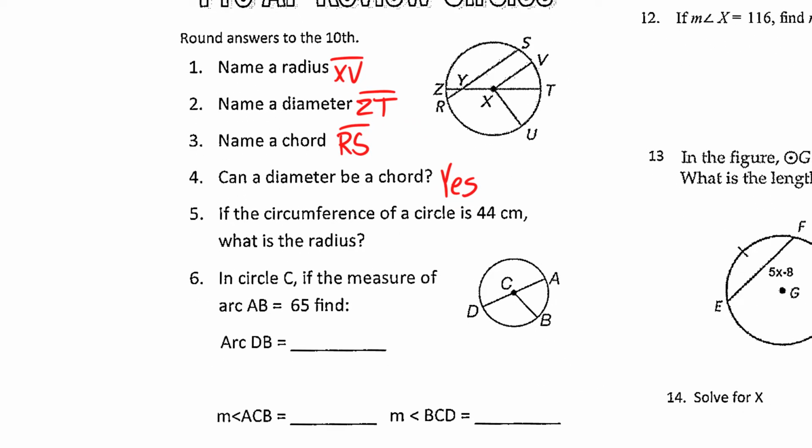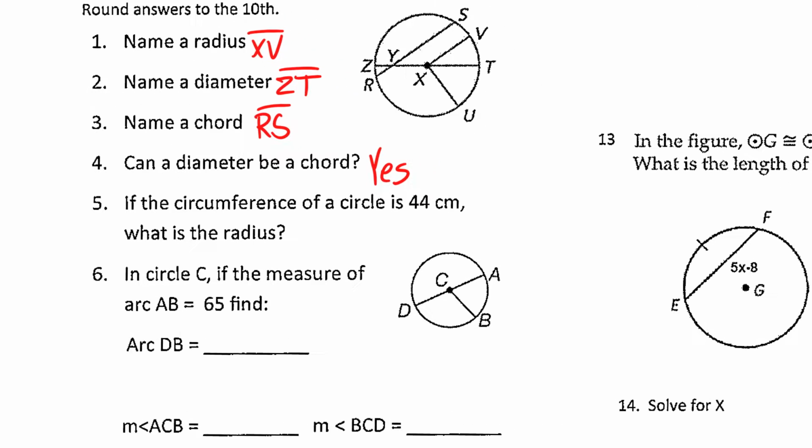If the circumference of a circle is 44, what is the radius? Remember, circumference equals pi times diameter. Here I know the circumference and I'm working backwards to find the diameter, and the radius is just half of that. So the circumference is 44, which equals pi times diameter. How do I solve for the diameter? Divide by pi. So the diameter equals about 14.005.